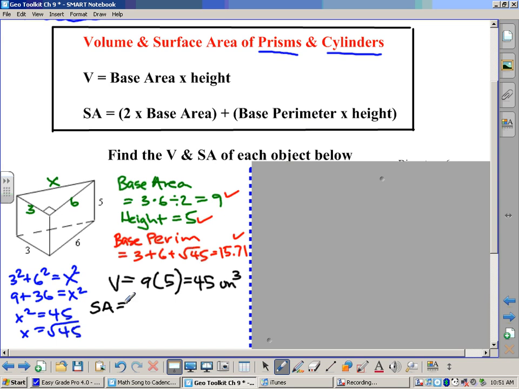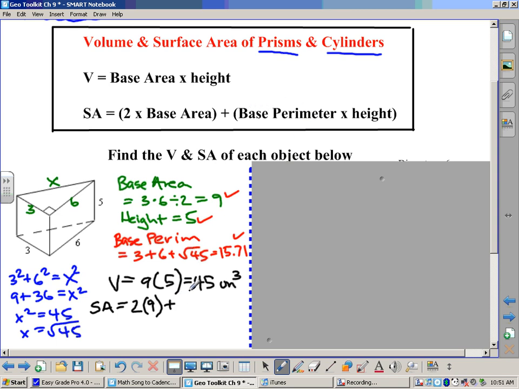Surface area is a little more difficult here. Remember, it was basically the paint it would take to cover all the sides here. So to cover the bottom and the top, it would be 2 times the area of the base. So it'll be 2 times 9. And to cover the sides, as we talked about in class, the other sides here, this side and the back side over here, actually make a rectangle. And it turns out if you take the perimeter of the base times the height, that's how you find it.